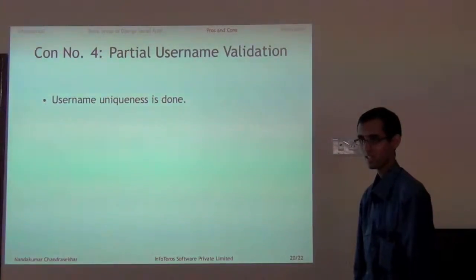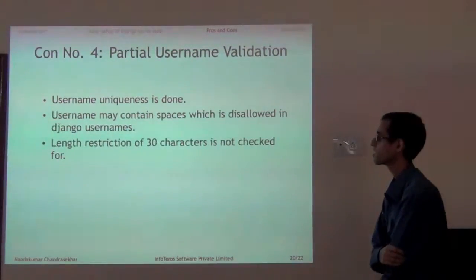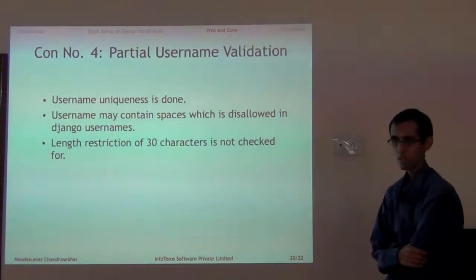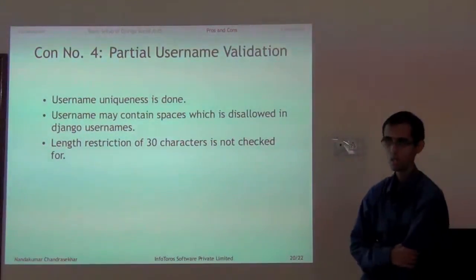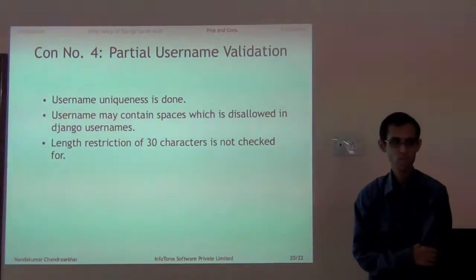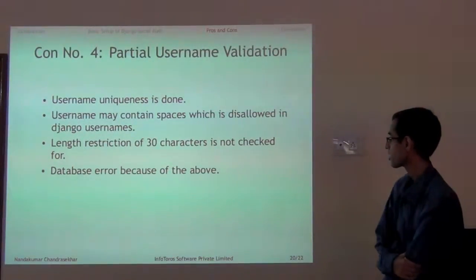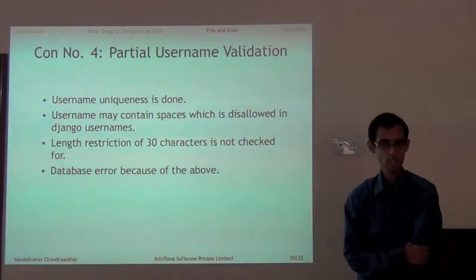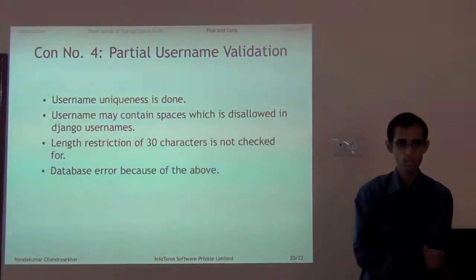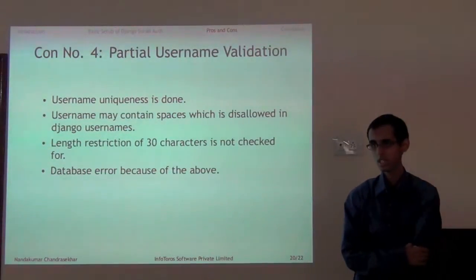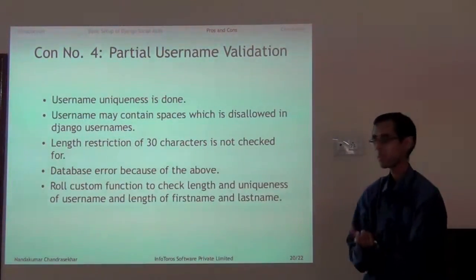Username uniqueness is done. But the username that you get from Facebook will have spaces in it, which is not allowed in Django. Username with spaces is not allowed, but that's what django-social-auth will give you. Now the length restriction of 30 characters is actually not checked either. So you have to process the username, see if it's within 30 characters, otherwise initialize it to the email address. If that's also not within 30 characters, do something else. You get a username that is valid.